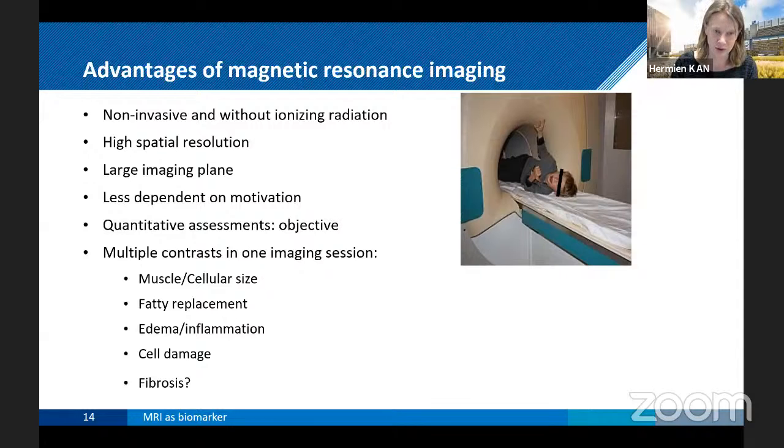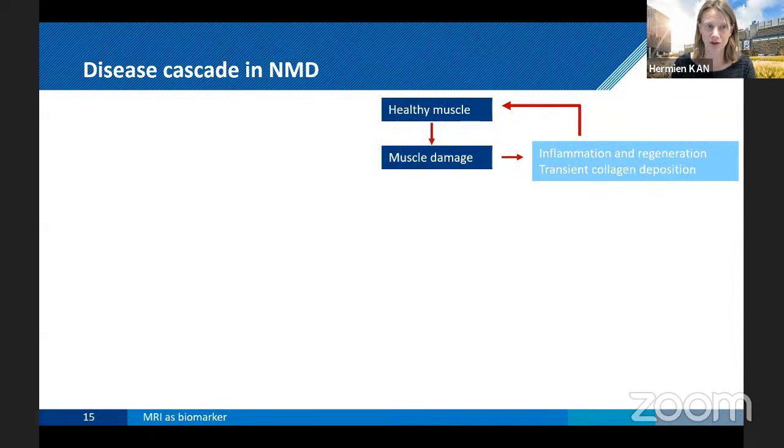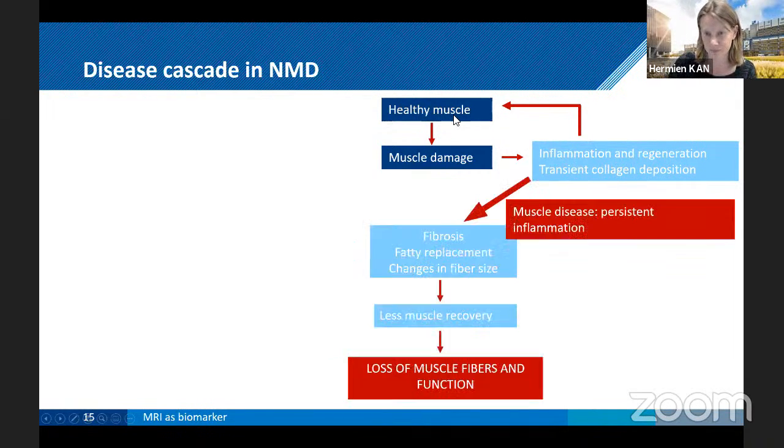So why are all these contrasts now so important? Well, it's because the disease cascade in neuromuscular disease actually has a lot of these aspects that I just mentioned involved in it. So if you would have a healthy muscle, like all of us hopefully have, we exercise or we do something for which we get muscle damage, then you get inflammation, regeneration and transient collagen deposition. But then in a healthy muscle, this is a circle, right? So the muscle repairs and you have a healthy muscle again.